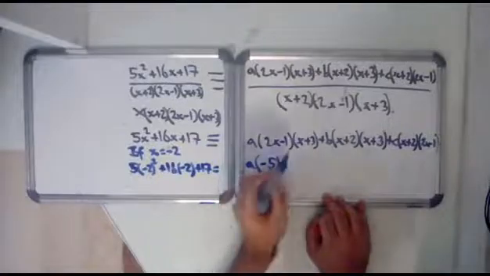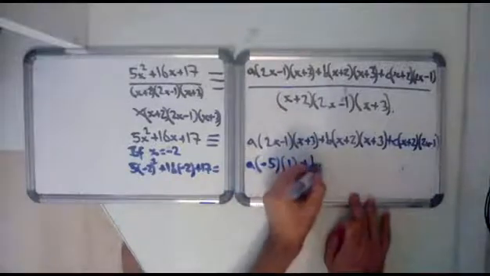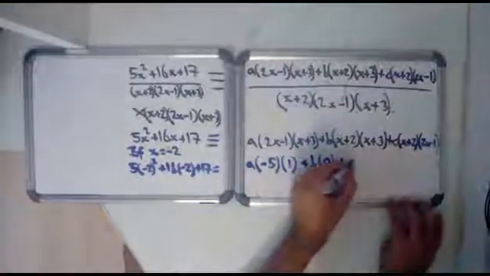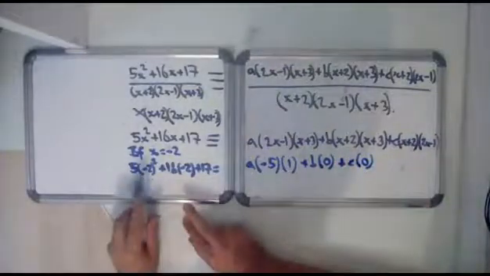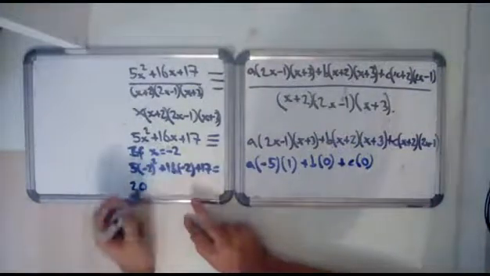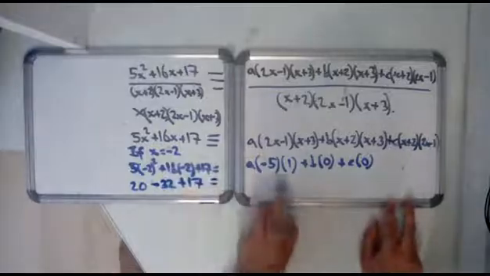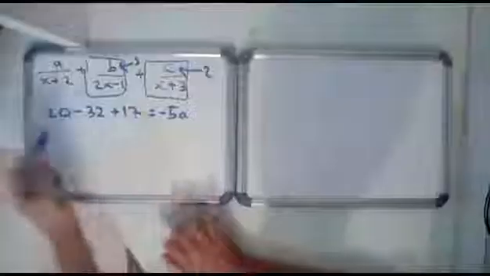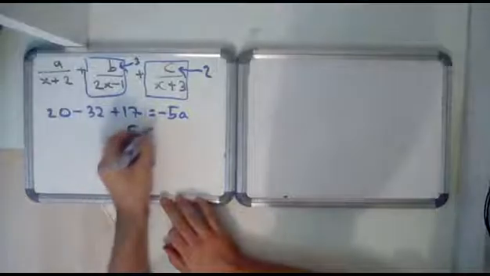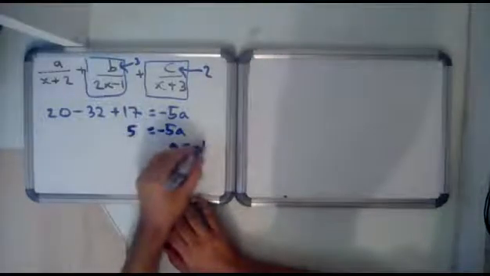Is minus 5, times minus 2 plus 3 is 1, plus b, well, as we've already discussed, we've got no b's because of this bit, and we've also got no c's because of this bit, c times 0. So minus 2 squared is 4, 5 fours are 20, 16 times minus 2 is minus 32, minus 32 plus 17 equals, so minus 5 times 1 is minus 5, so minus 5a. 20 minus 32 is minus 12, minus 12 plus 17 is the same as 17 minus 12, which is 5 equals minus 5a, so a must equal 5 divided by minus 5, a must equal minus 1.